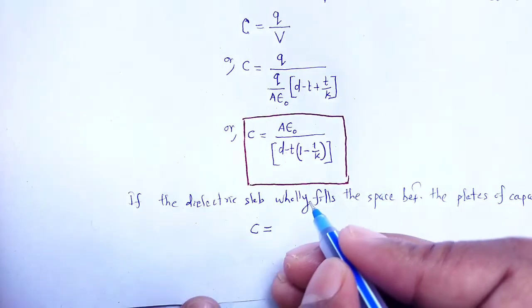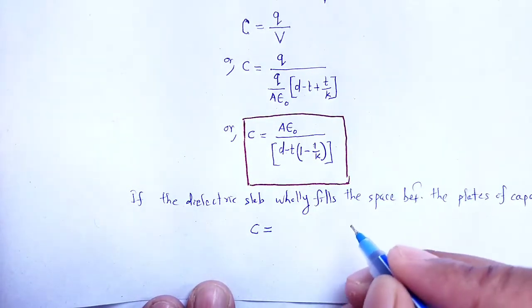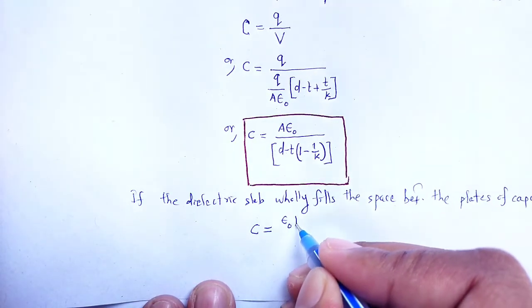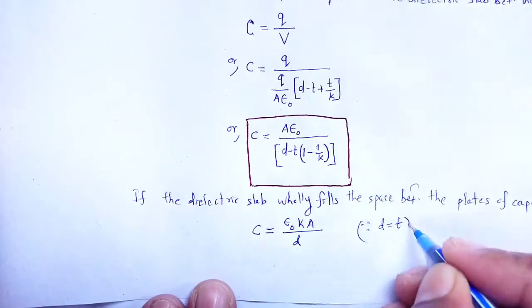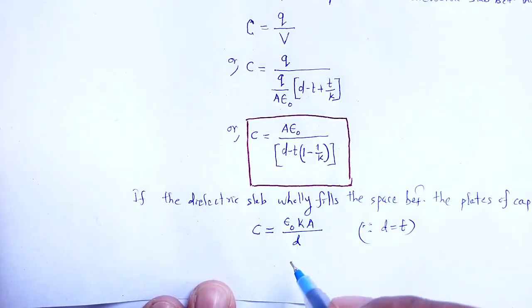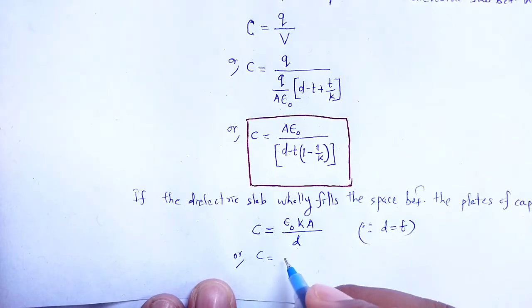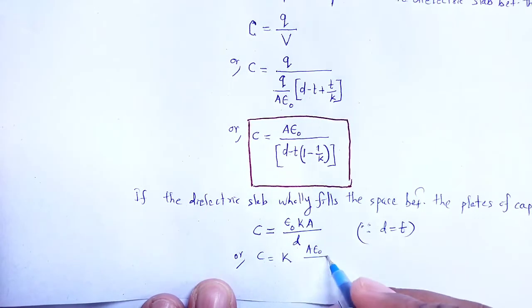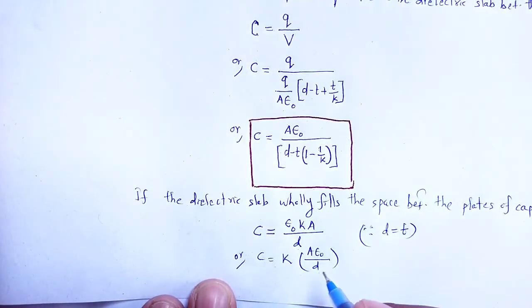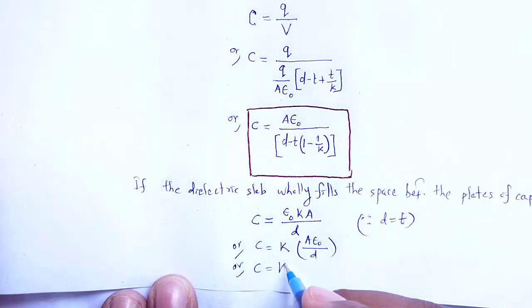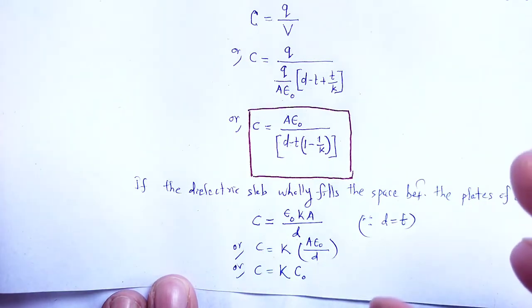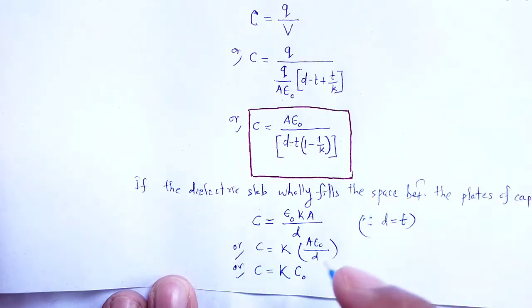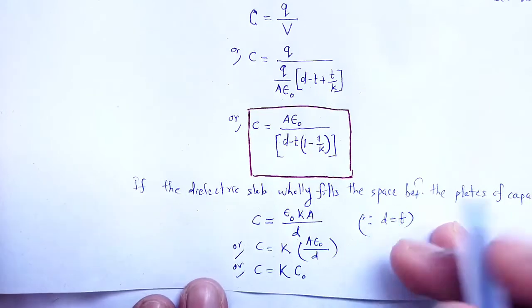In that case, in place of d, t is equal to d, C is equal to epsilon naught K A divided by small d. Here small d is equal to t. The dielectric slab is wholly filled. Or C is equal to K A epsilon naught divided by d. A epsilon naught divided by d is the capacitance of a capacitor when there is no dielectric within the medium, meaning the medium is air or vacuum. So, C is equal to K times C naught.